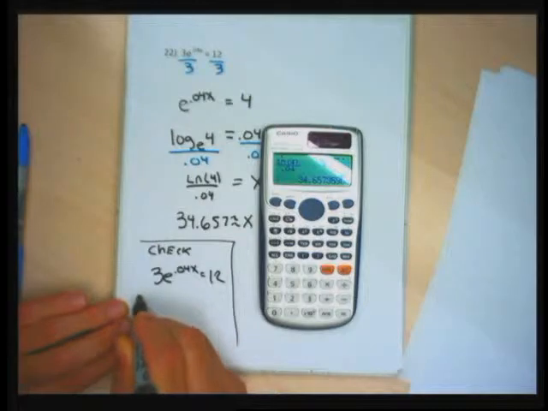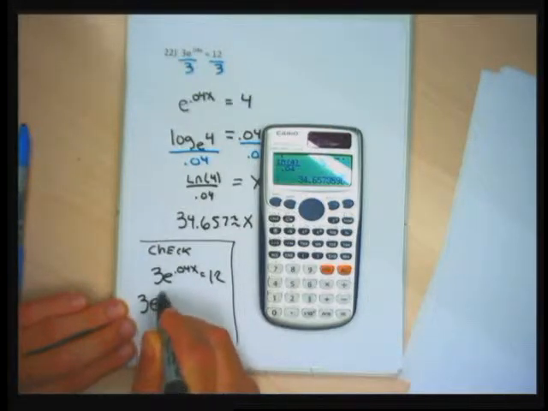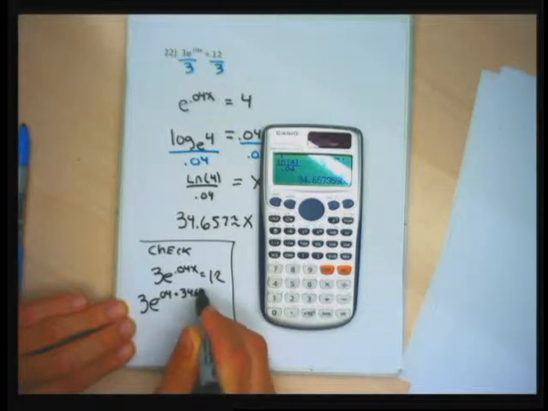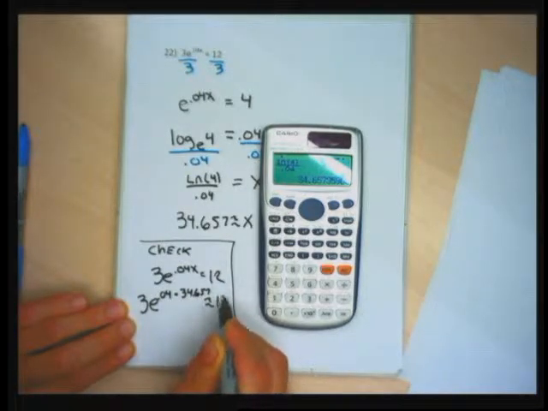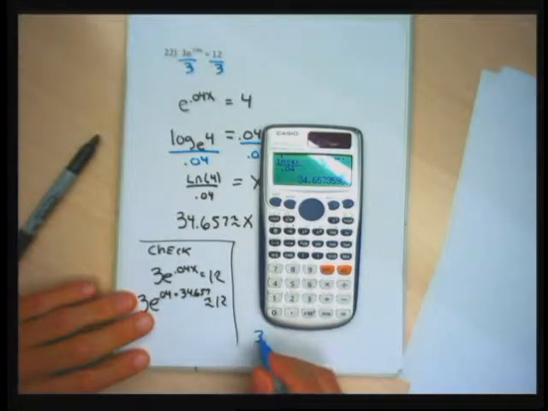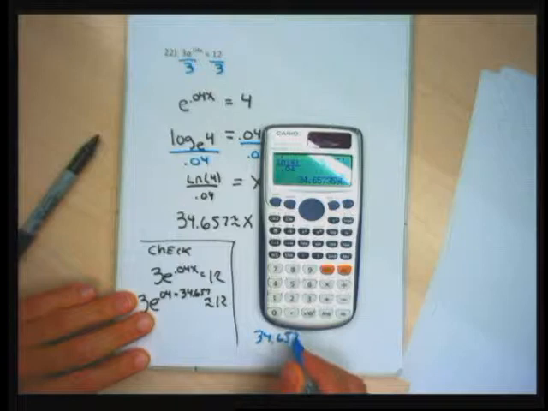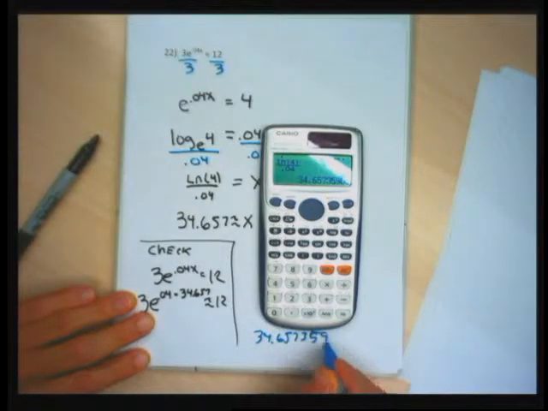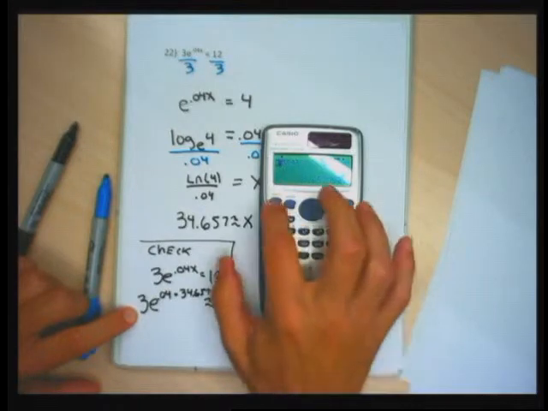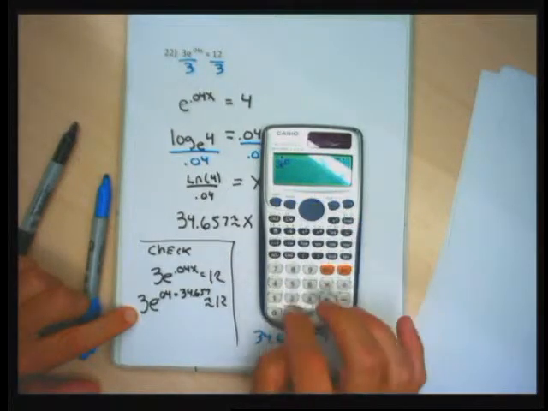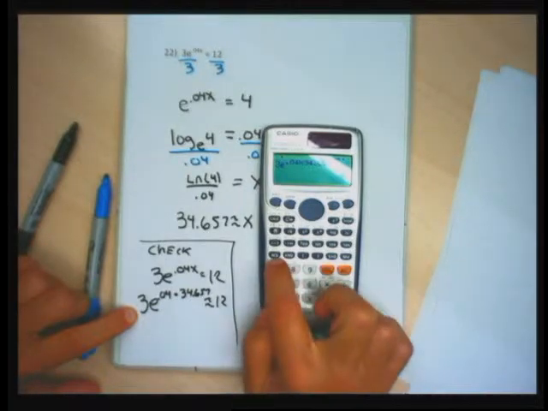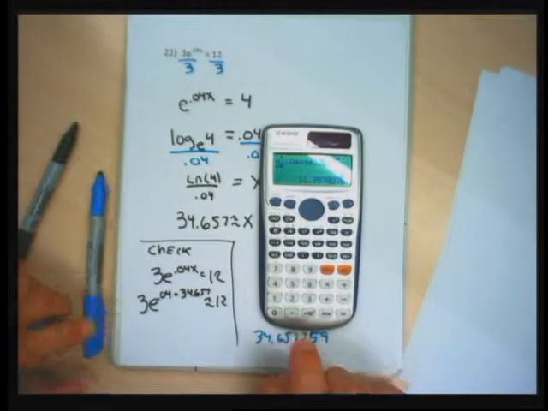So it should be the case that 3 times e to the 0.04 times 34.657 is about 12. I'll just remind myself that this answer really is 34.657... 0.573559. I might check that as well. So let me check. 3 shift ln for an e with an exponent, 0.04 times 34.657. It gives me, that's close enough.